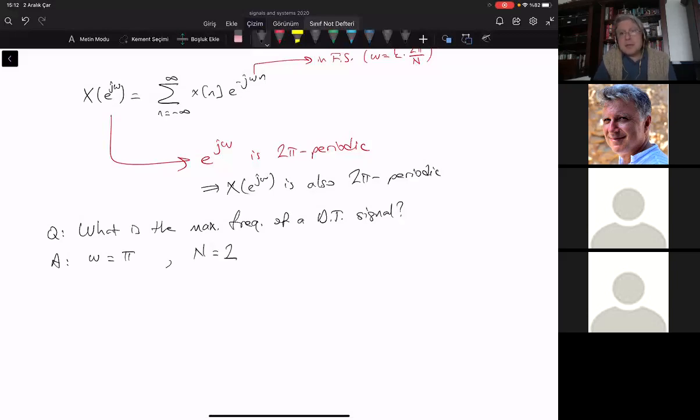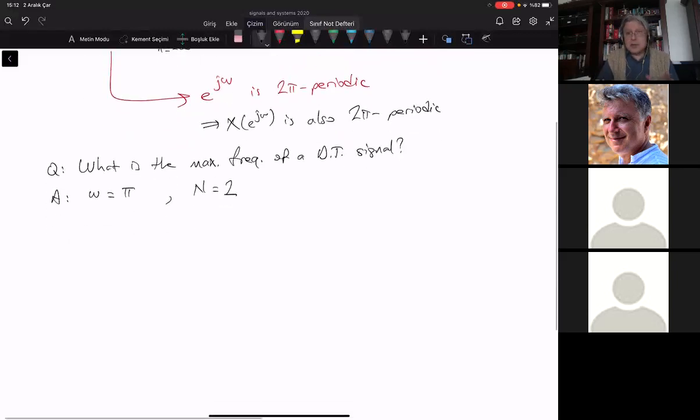This is the minimum period that you can have for the highest frequency. What is that? Let me show it to you. For example, one up, one down, one up, one down. An oscillating signal like this at 0, 1, 2, 3, 4, 5, 6, etc. It goes on like that to the left and to the right on the n axis. This is x of n.